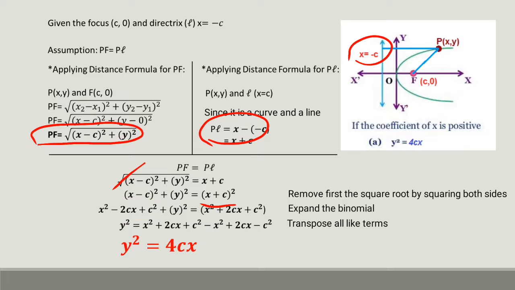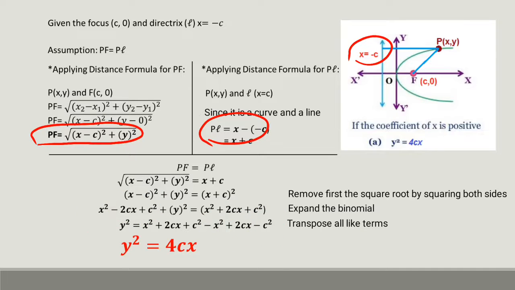Then, lahat ng variable na magkakaparehas, itatranspose natin papunta sa kabila. Iiwanan natin yung y squared dito sa side na ito. So, pag tinranspose natin ang x squared, meron tayong negative x squared. Pag tinranspose natin ang negative 2cx, meron tayong positive 2cx. Pag tinranspose natin ang positive c squared, meron tayong negative c squared.